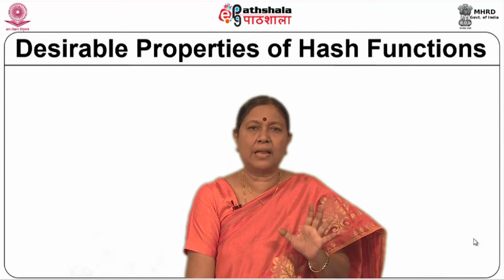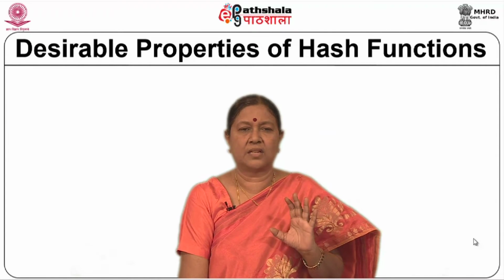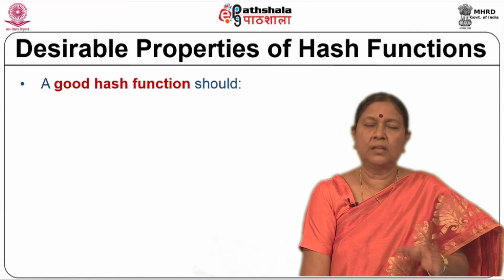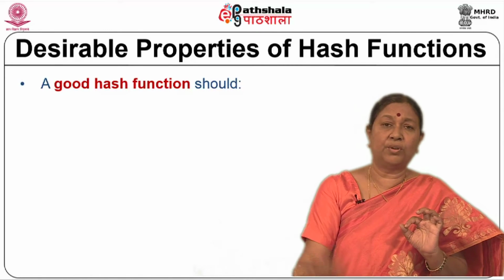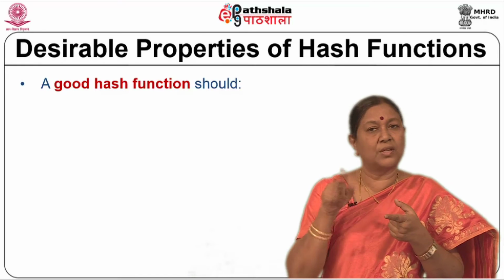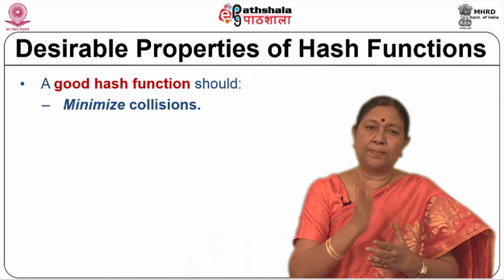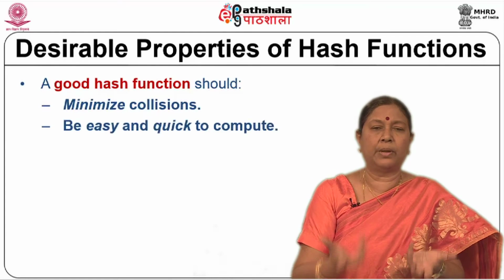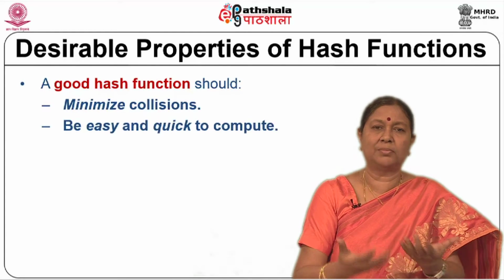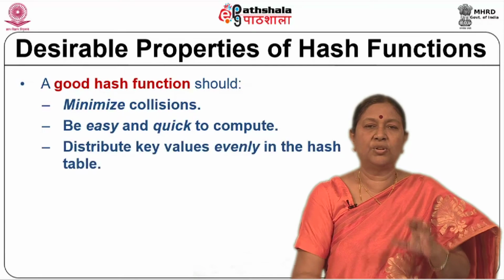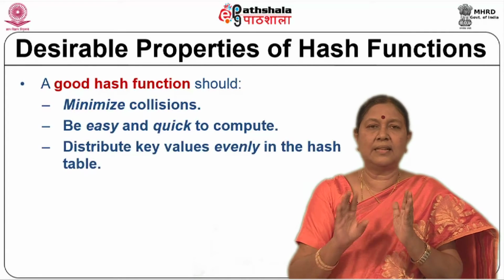Let us look at the desirable properties of hash functions. A good hash function should minimize collisions. I already told you what collisions are: when two keys map to the same location, you want to minimize that. It should be easy and quick to compute, obviously, because you should not take too much time to do that. And it should distribute the keys randomly in the hash table.